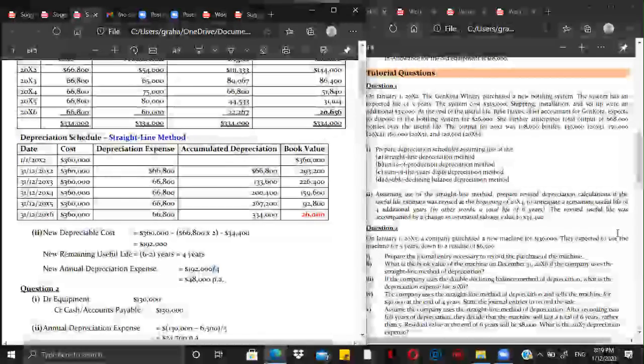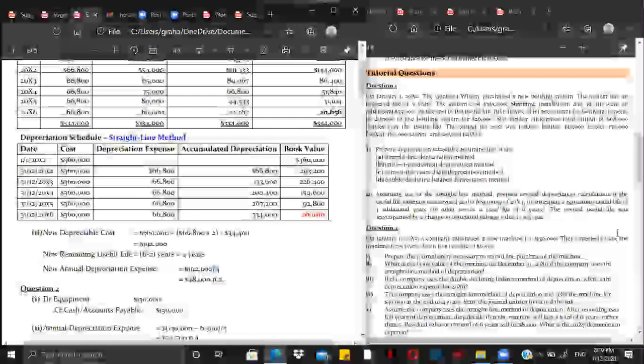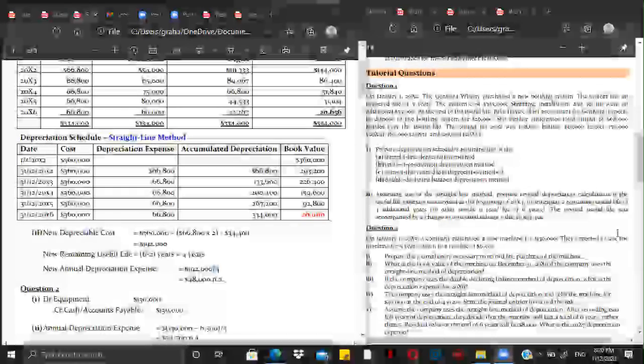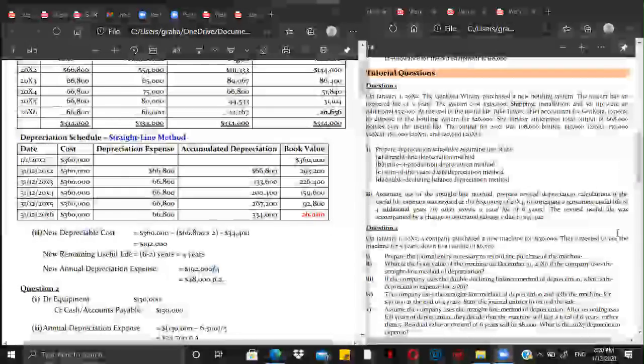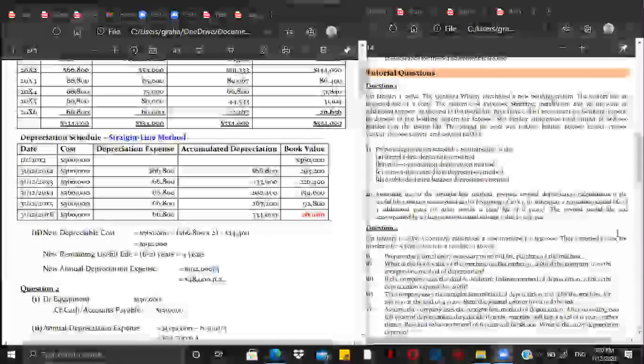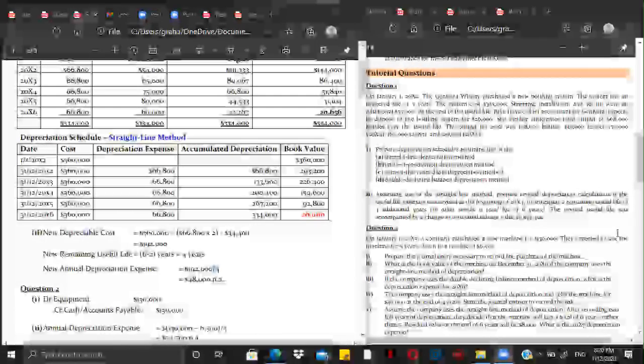Alright. So you would just continue for year 2. For year 2, you would say, okay, you have 4 years left. So that would be 4 over the 15 times the 334,000, which would give you $89,067. And you just continue that for the rest of the years.